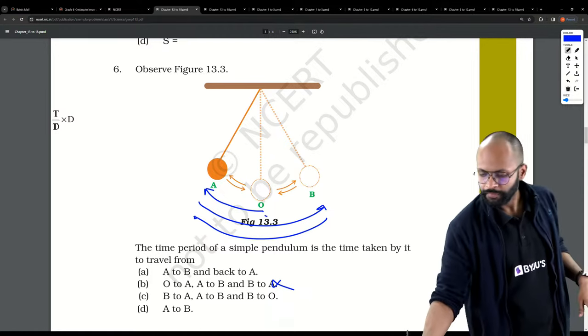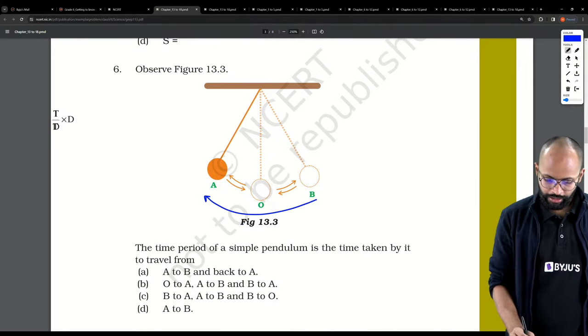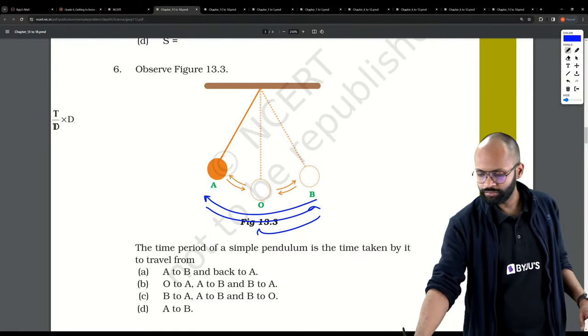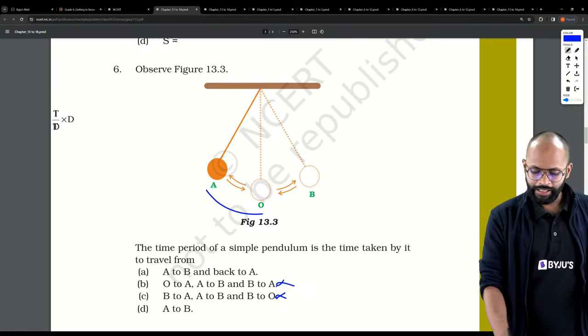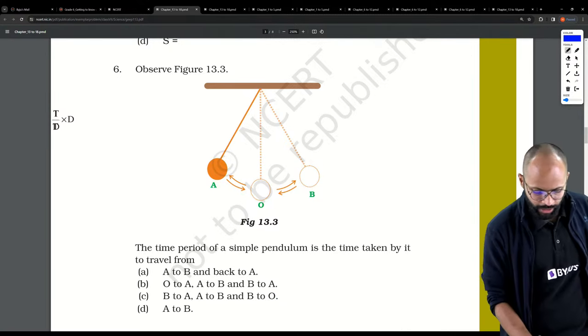Third, B to A, B to A, A to B and B to O. Oh man, wrong again. Sir, this is a total mess. So this is also wrong. A to B is just half oscillation. This is also wrong. So the correct answer would be option A.